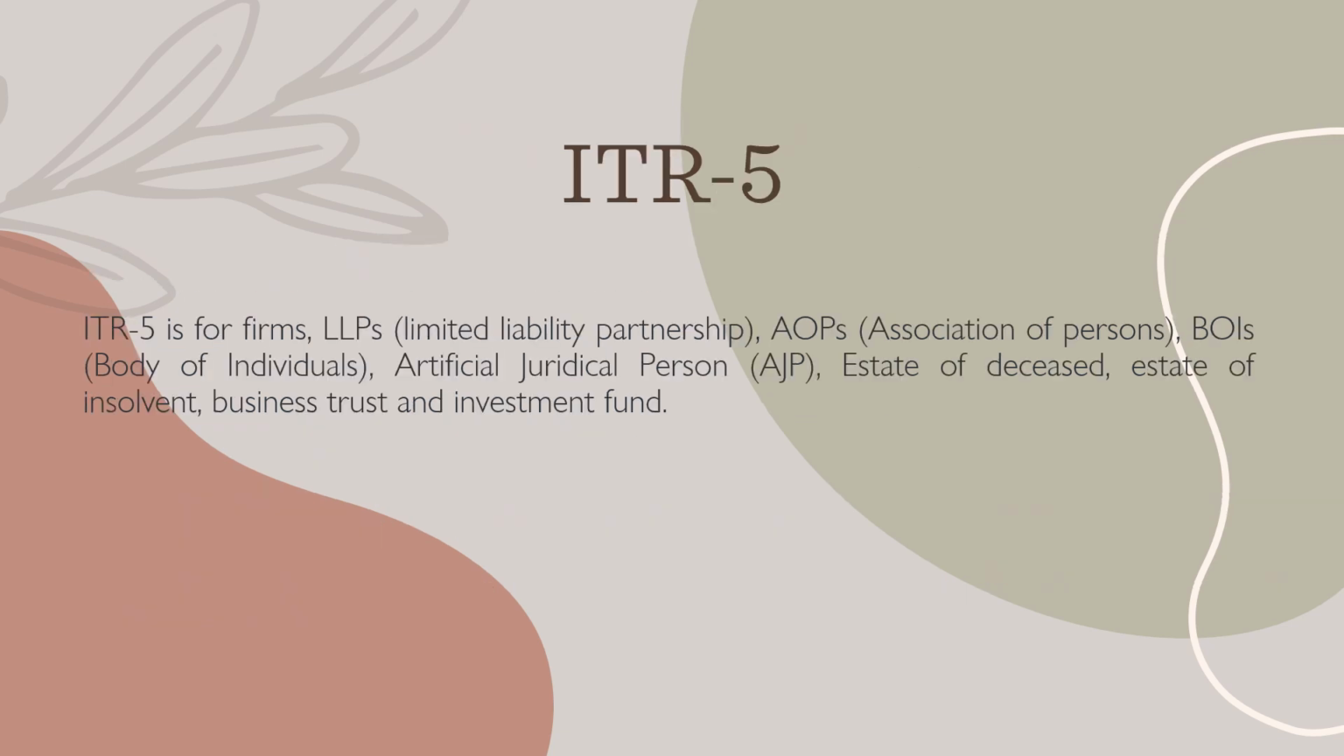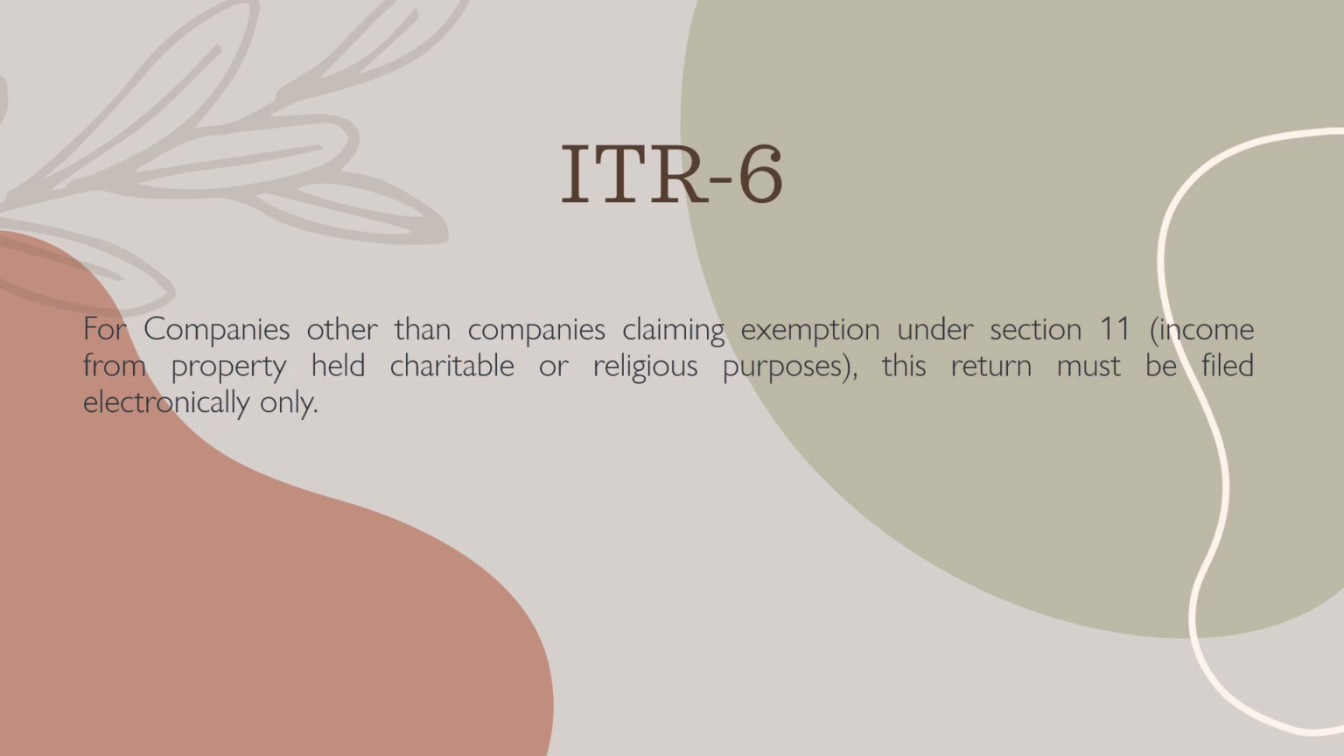Next, ITR 5 is for firms, LLPs, limited liability partnerships, association of persons, AOPs, body of individuals, BOIs, artificial juridical person, AJP, estate of deceased, estate of insolvent, business trust, and for investment funds. ITR 6 is for the companies other than the companies claiming exemption under Section 11, that is, income from property held for charitable or religious purposes.